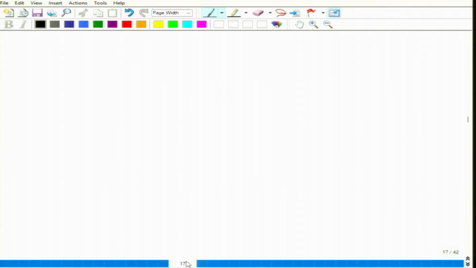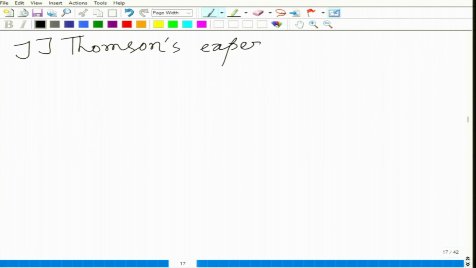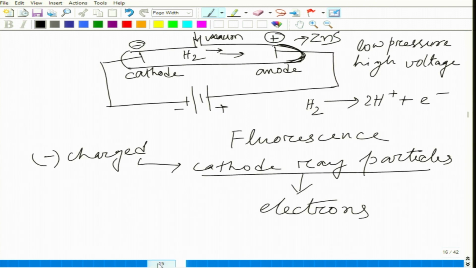So, what happened for J.J. Thomson's experiment? It was a modified version of the cathode ray experiment only. In this case, in the cathode ray tube, there was no electric field and no magnetic field.